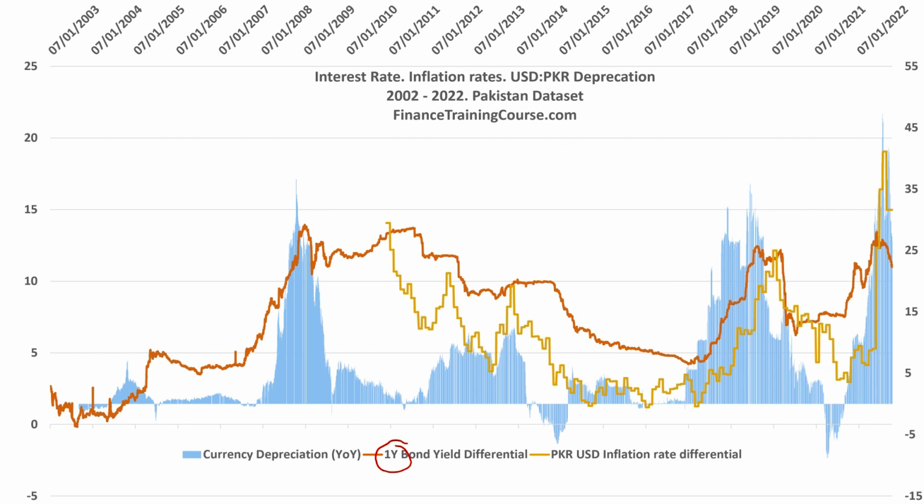Take a look. There are 3 lines here. The first line, the orange line, represents the interest rate differential for 1-year bills and bonds. The second line, the yellow line, which starts in essentially, I think, 2010, looks at the inflation rate differential. Now, the third component, the plot in blue, tracks the year-on-year currency depreciation.